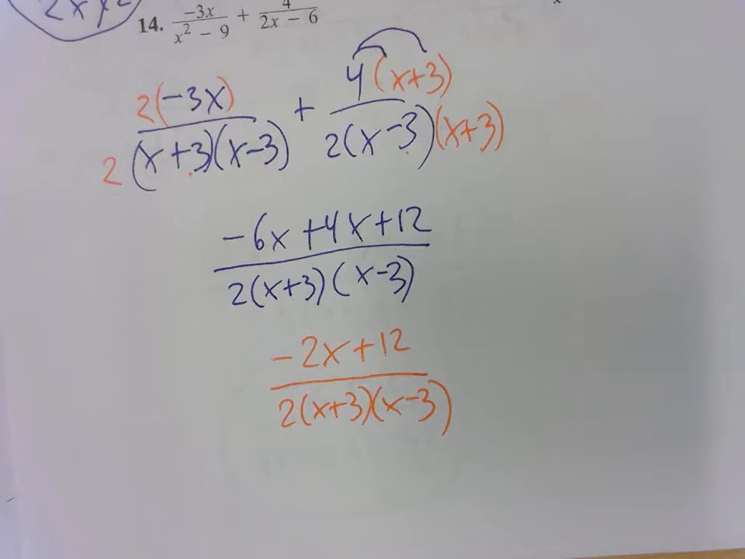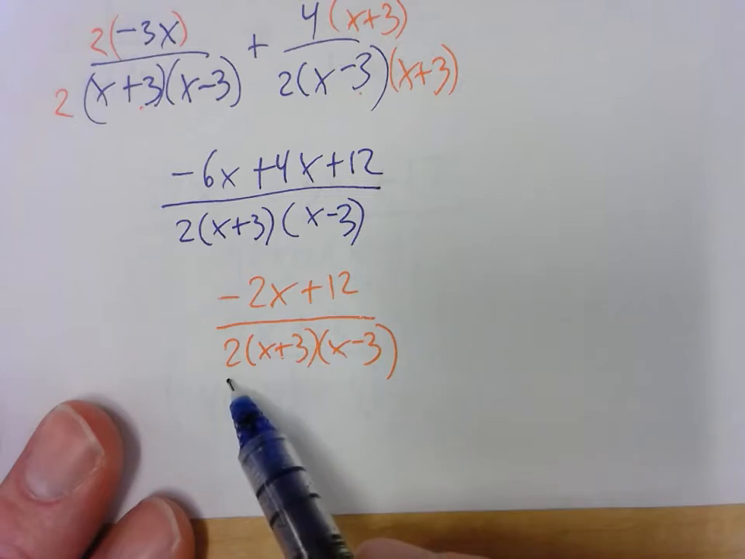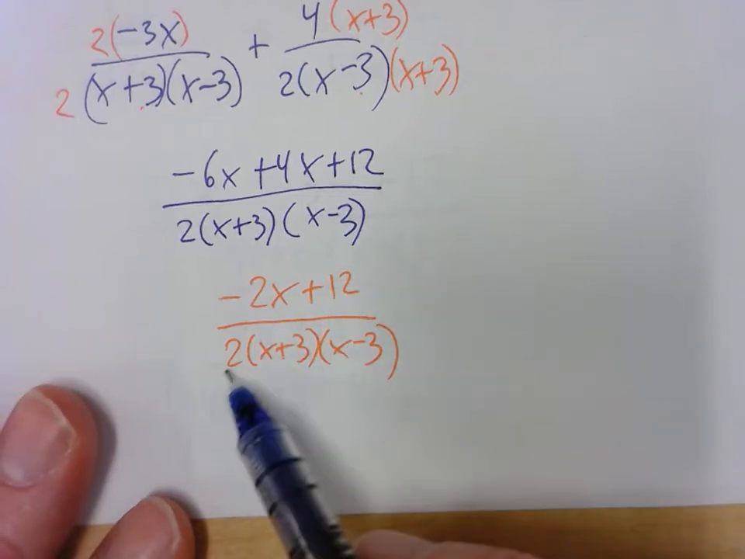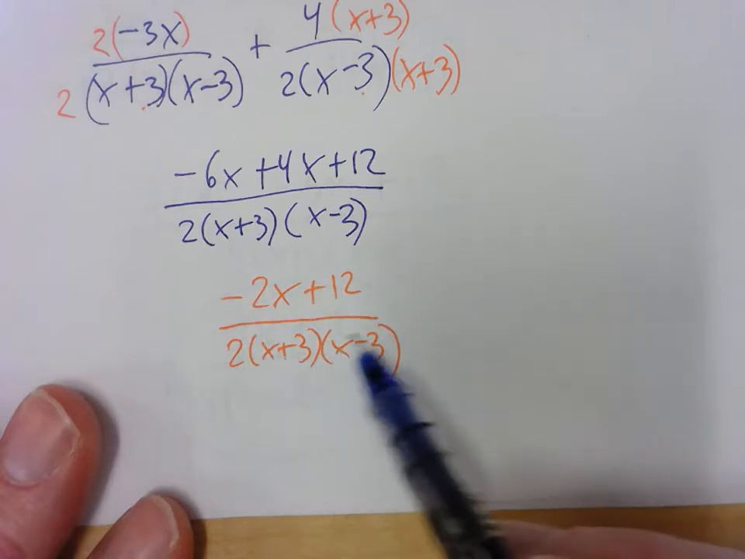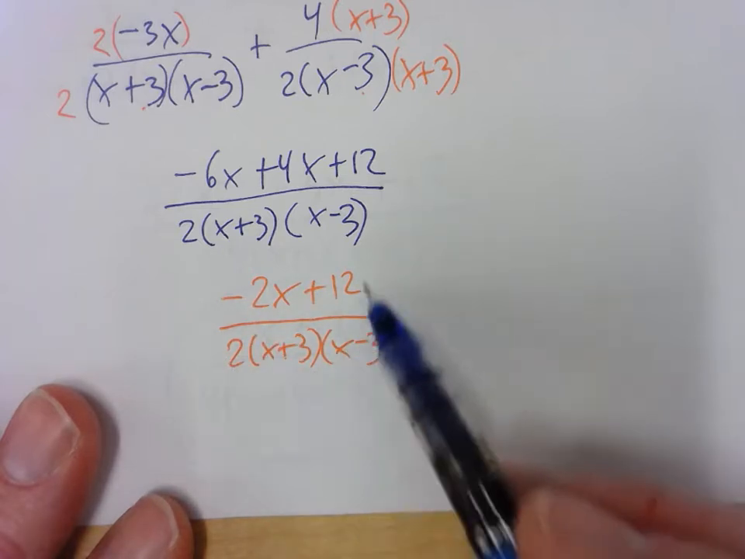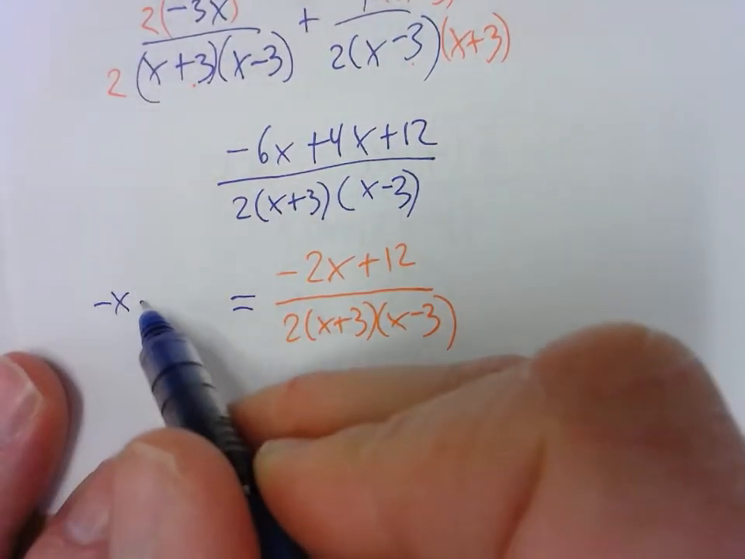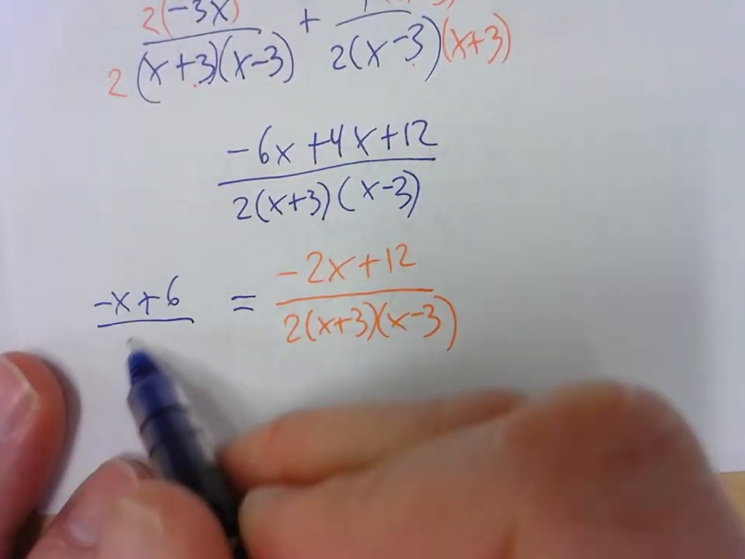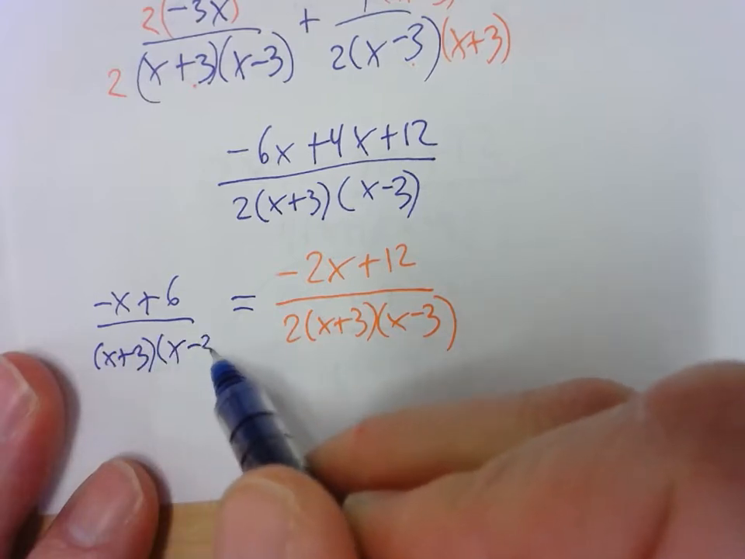Now the same thing happens in this one like the last one. This is even, and this term down here is even, so these three parts are even. And this is all one thing, so I can divide the three parts. That's really one part, so divide each of them by 2, and we get minus x plus 6 over x plus 3, x minus 3.